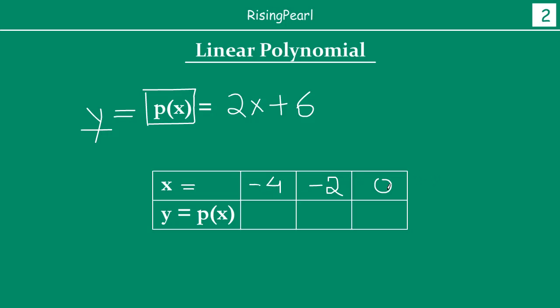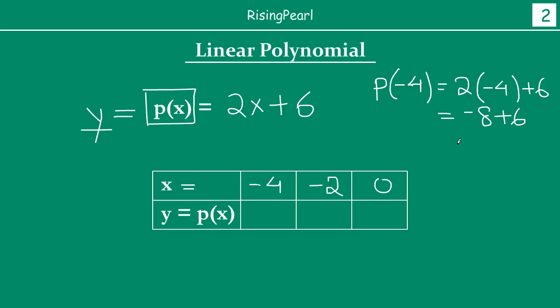Now for each one of these values, you need to find out the value for the polynomial at, for example, x equals minus 4, at x equals minus 2, and 0. So let's do this here. The value of the polynomial at minus 4 will be equal to 2 times x, so x is minus 4 here, plus 6. So 2 times minus 4 is minus 8, plus 6, or this will be minus 2. So we put minus 2 here. That is, for x equals minus 4, the value of the polynomial is minus 2.